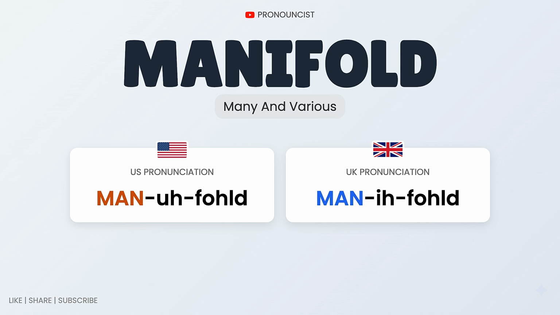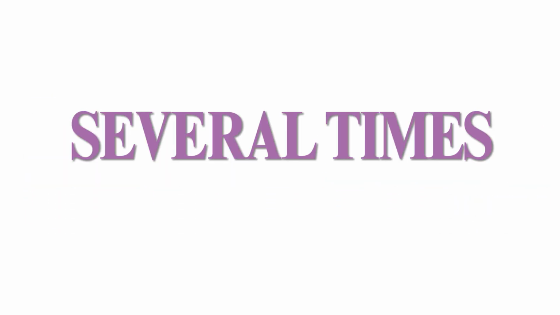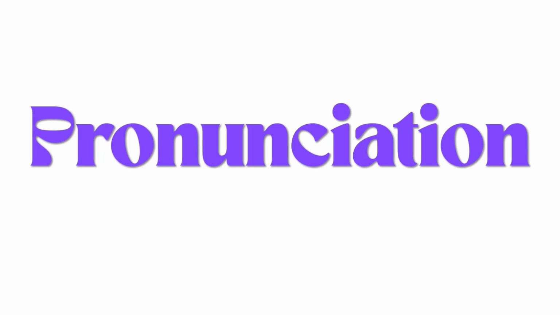Manifold, manifold. Practice repeatedly and you'll soon be able to say this word perfectly. The best way to practice is to repeat the syllable multiple times. The meaning of the word is many and various. Try repeating this word several times to improve your pronunciation.